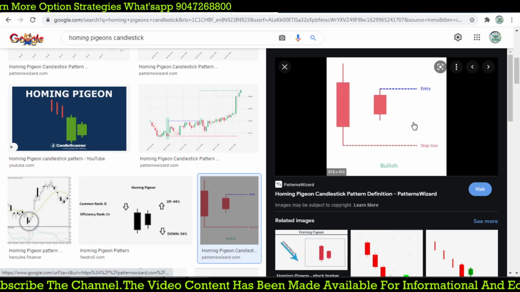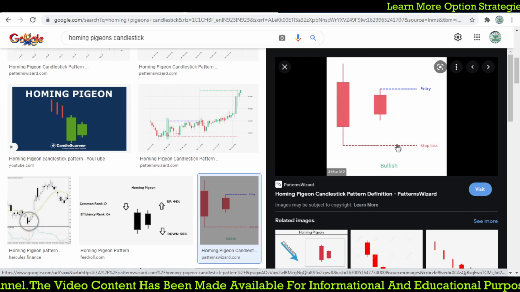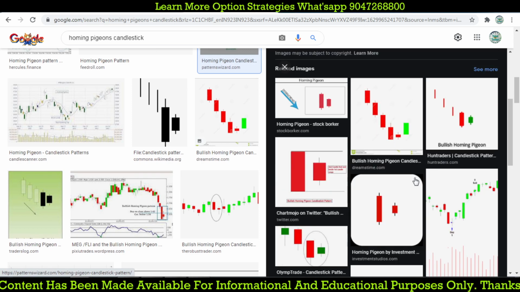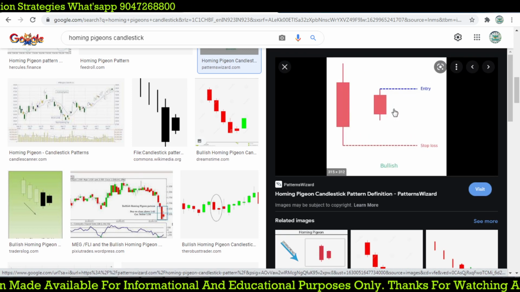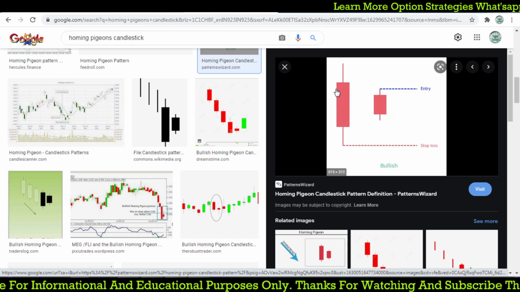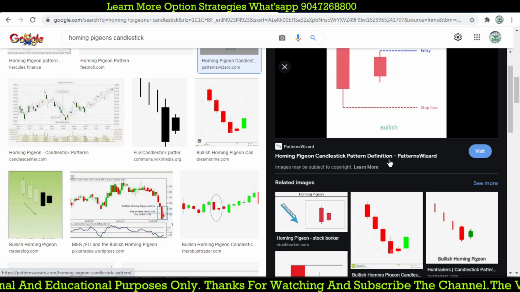This is the candlestick pattern. We are going to find out where this kind of candlestick pattern forms in the market. Simply, there is a bullish reversal, where the first day's candle should be red and the second candle should be inside the previous candle. This candlestick is called a Homing Pigeon candlestick pattern.